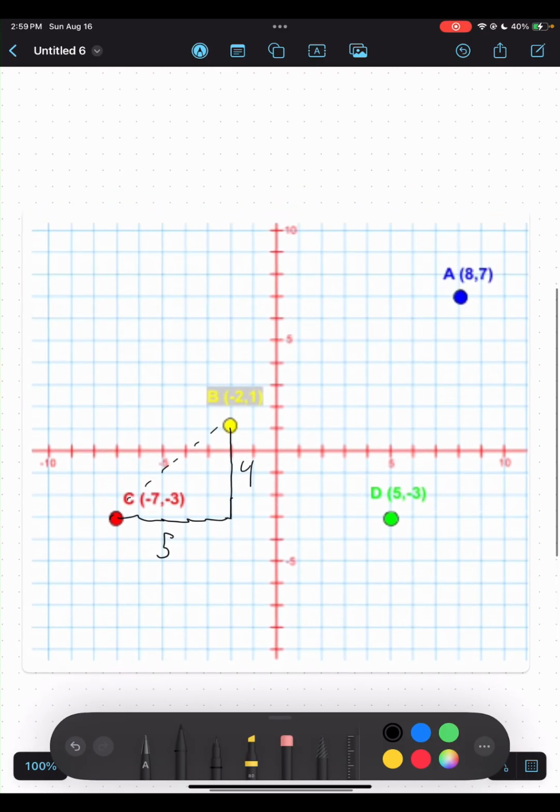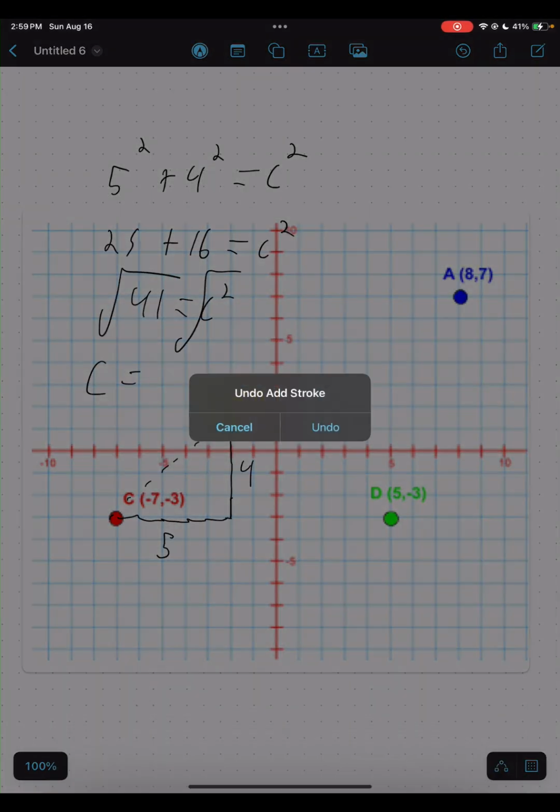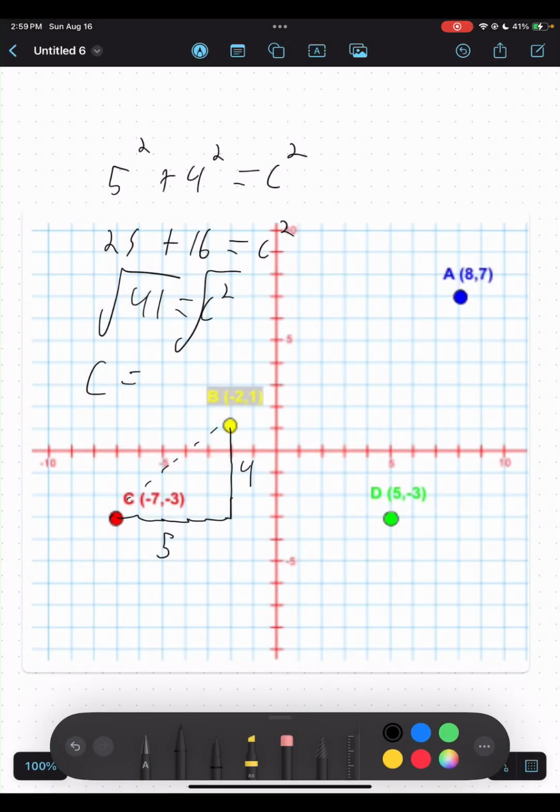A squared plus B squared equals C squared, so that's 5 squared plus 4 squared equals C squared. 5 squared is 25, 4 squared is 16. 25 plus 16 is 41 equals C squared. Take the square root of both sides, and we get C equals the square root of 41, which is going to be 6 and some change. 6.4.